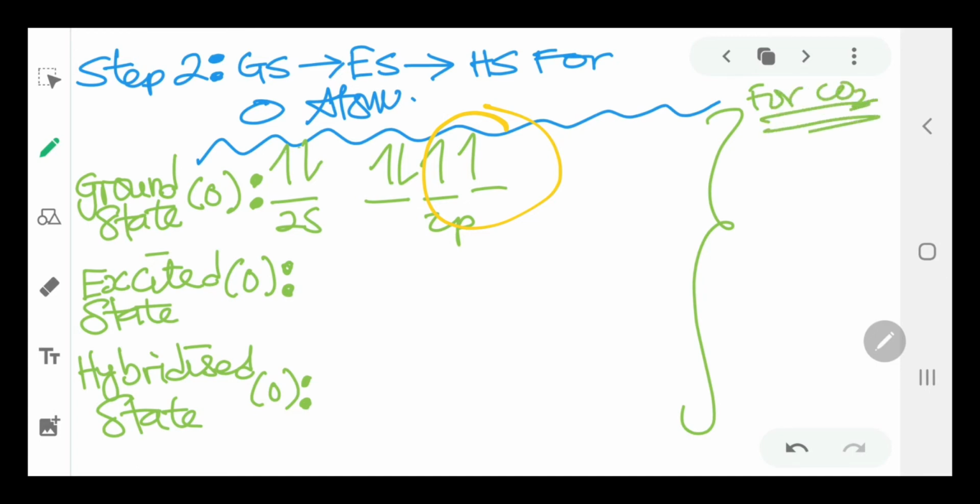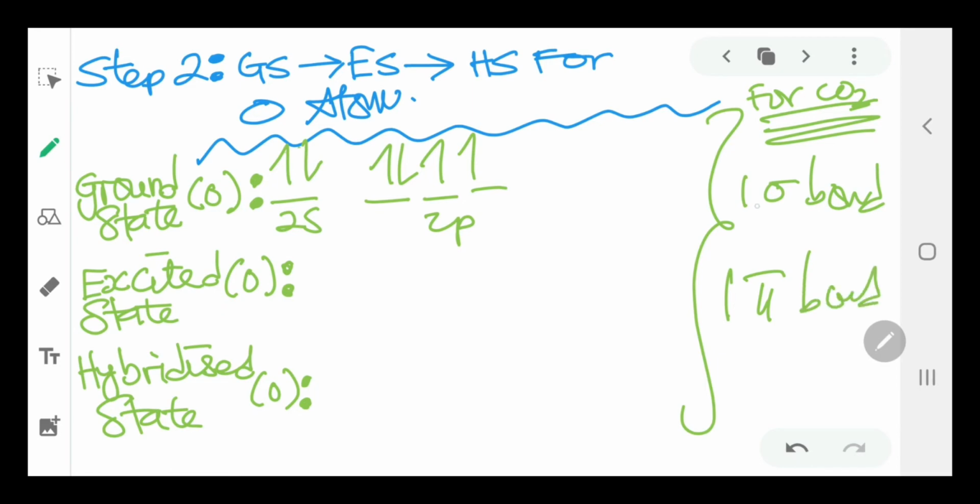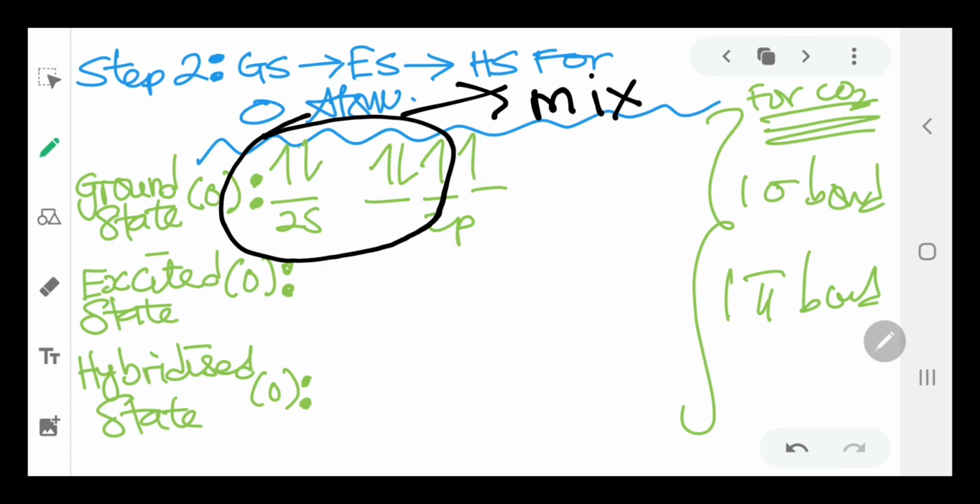Okay, but for CO2, the oxygen has 1 sigma bond and 1 pi bond. So you only need 1 unpaired electron over here, and you do remember just now in the hybrid orbitals you need to involve the lone pair. So nothing will need to get excited, okay, because you have 2 unpaired electrons over here, as you have predicted just now. You have this 1 lone pair, 2 lone pair with that 1 unpaired, so you're going to mix 1, 2, 3.